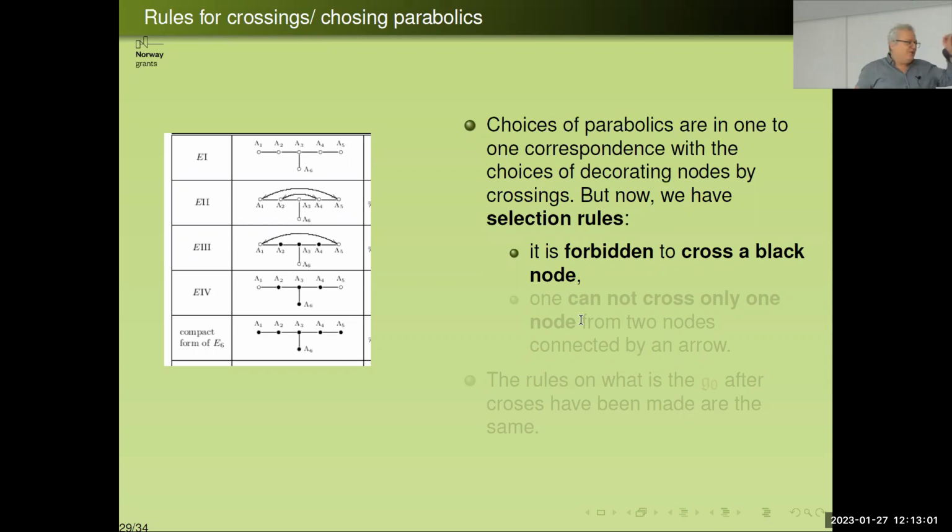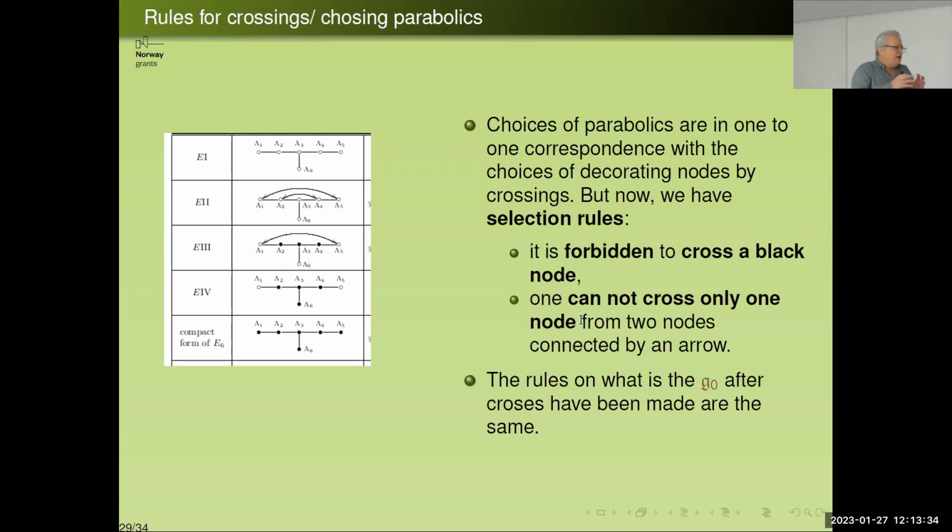And if you cross a node that is connected by an arrow to another, you have to cross that one too, because it's the complex conjugate, right? So on the complex diagram, you could just put crosses as you want, but you have to obey these rules: you cannot cross black nodes, and if you kill the complex one, you have to kill the complex conjugate. Okay.